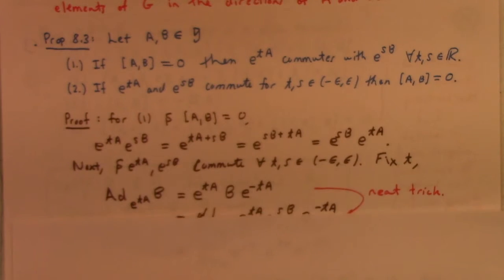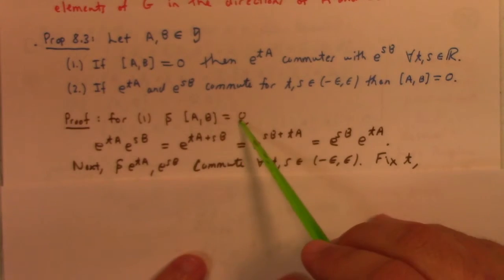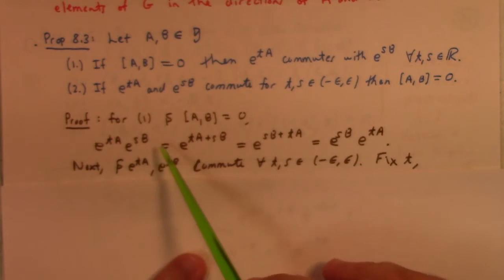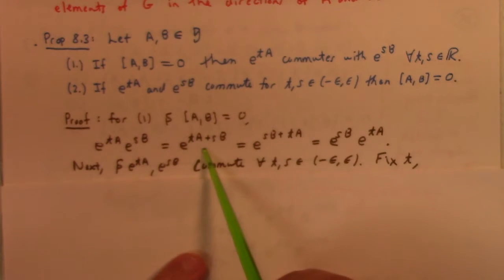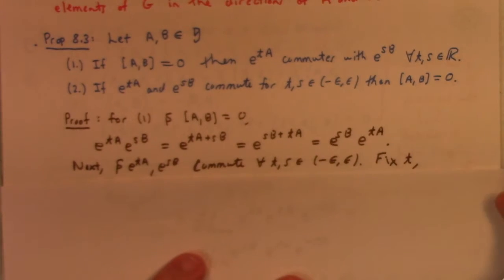So the proof is fun, as usual. If that is 0, then by properties of the matrix exponential, this is equal to that, but then you can add, so you can then undo it, and there you have it.